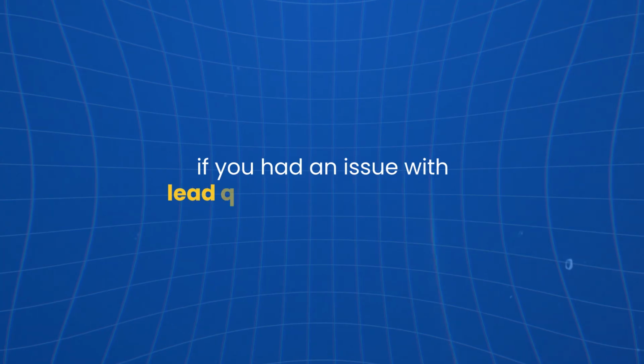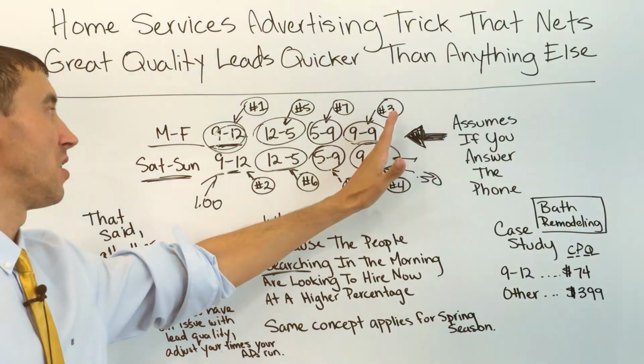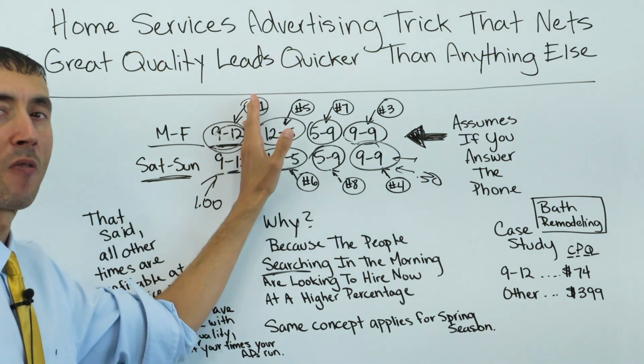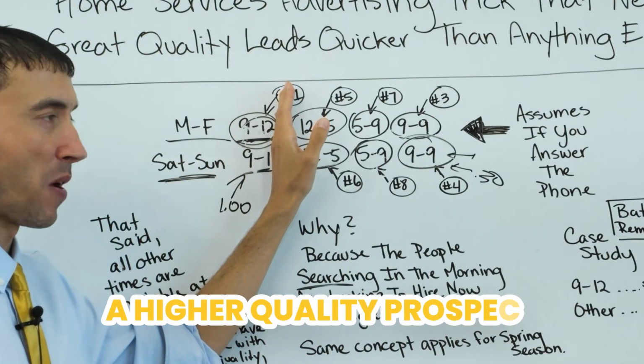So if you have an issue with lead quality in your business, the phone calls and form fills you're getting aren't turning into opportunities at a high enough rate, one of the main ways that you fix that is just getting rid of everything outside of the 9 to 12 time slot and only running that. That'll get you a higher quality prospect.